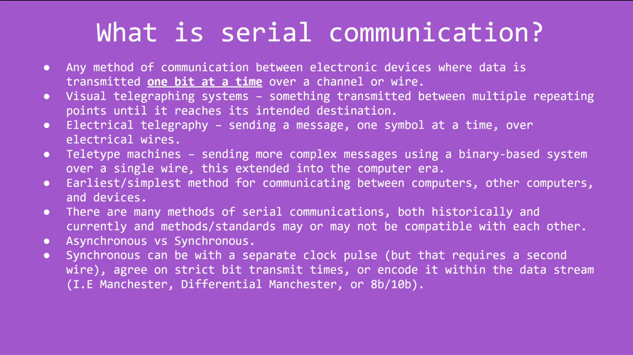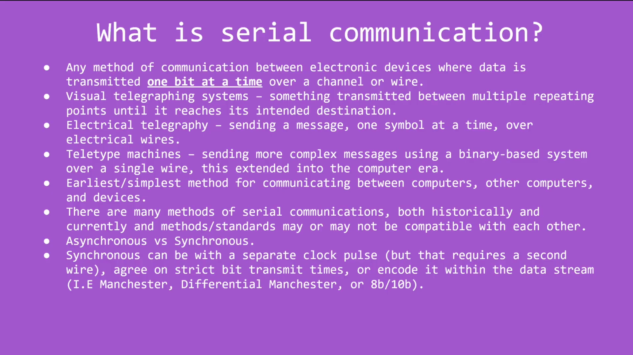And then all of the stuff with teletypes moved well through the computer era and really formed the beginning of serial communication between electronic devices. It was generally the earliest and simplest method for communicating between computers and other devices. A teletype machine could send signals to the computer and back. There are many methods, historical and current, and just because they're all serial doesn't mean they're even remotely compatible with each other, at least not immediately.